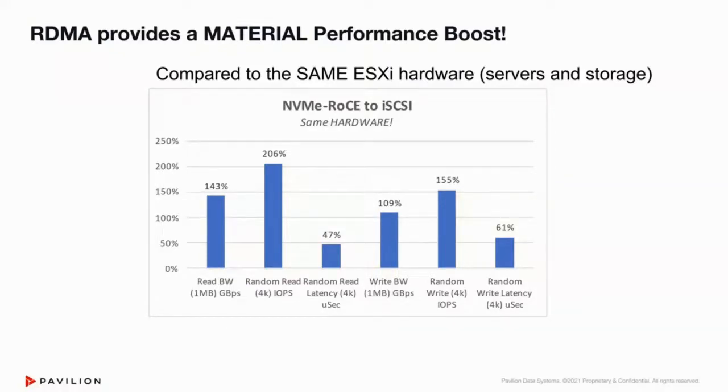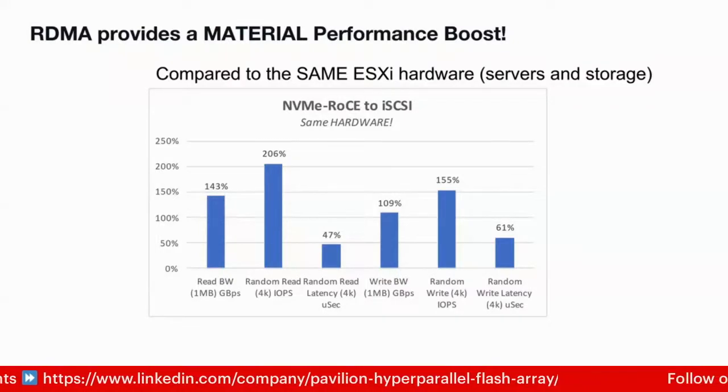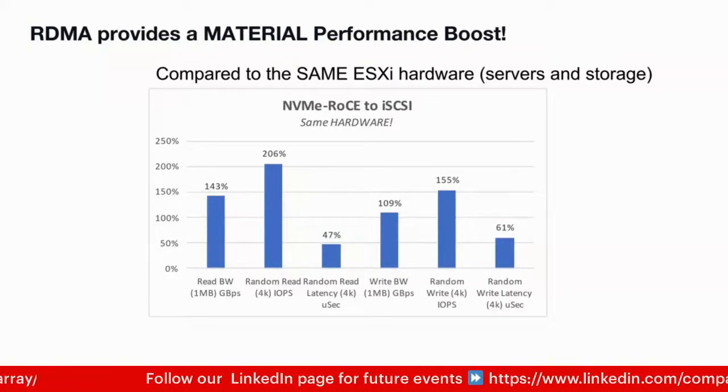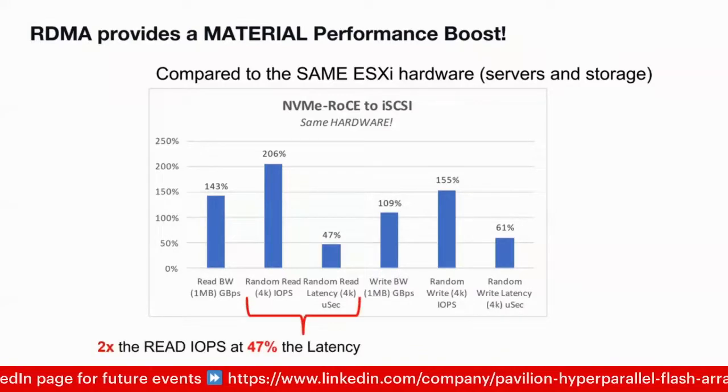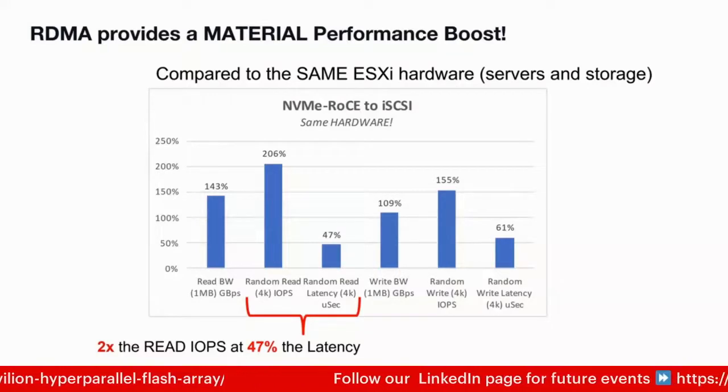So a few things to consider here. If you are a current iSCSI or even Fibre Channel user, these are some points of reference that Pavilion did with our friends at NVIDIA and with our friends at VMware. And comparing NVMe RoCE to iSCSI using the same set of servers, the same set of Pavilion hardware, the metrics are just radically different and radically better. So David, why don't we look at reads and read latency? Go ahead and click that. 2x read IOPS at 47% of the latency.